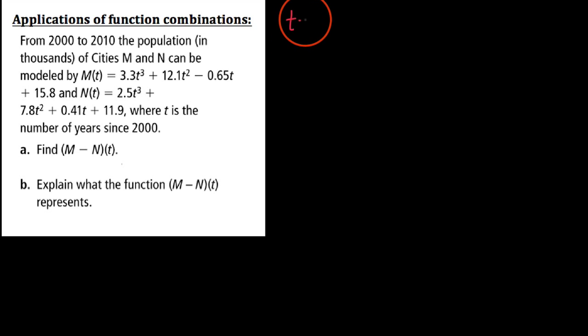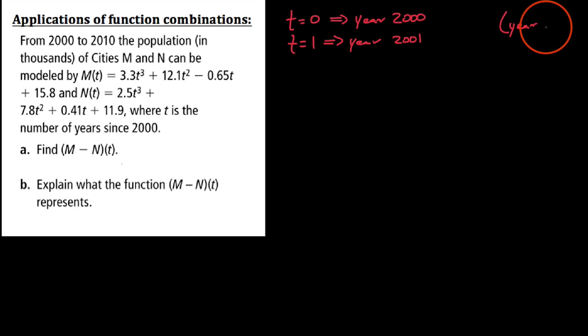So let's write a little note here. T equals 0 would mean the year 2000, because T is the number of years since 2000. For instance, T equals 1 would be the year 2001. So we have our T value, which is the year, and that's our input value, our X value. When you give me the year, it gives us the population of each individual city. So what they want us to do here is find M minus N of T.